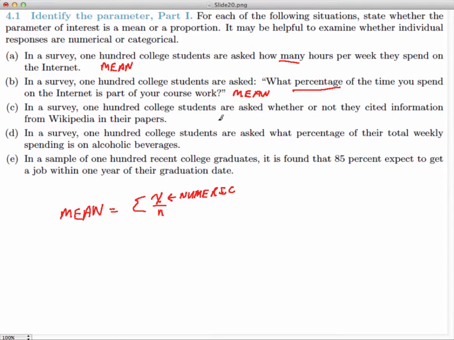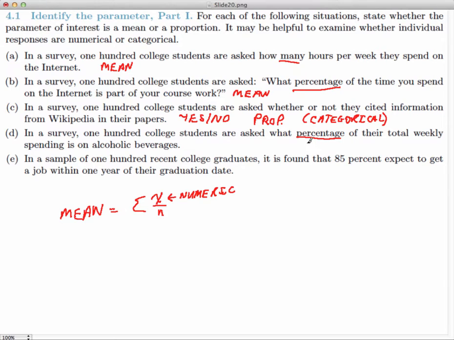In a survey, 100 college students were asked whether or not they cited information from Wikipedia in their papers. So that's a yes/no answer. In this case, there's only two responses that you could give back: yes or no, true or false, success or failure. Those are categories, and so in that case, what you would be using is the proportion. So we would use the proportion whenever we have categorical variables. If you have a categorical variable, you know you're going to use the population proportion. Okay, so they tried to trick us on the first one, but we got on this one already.